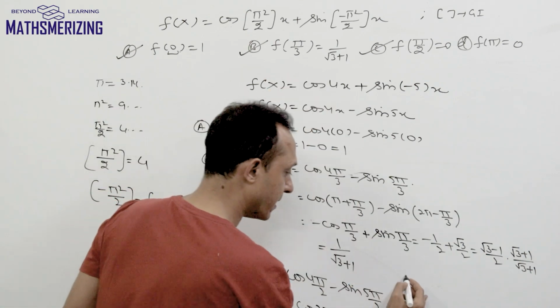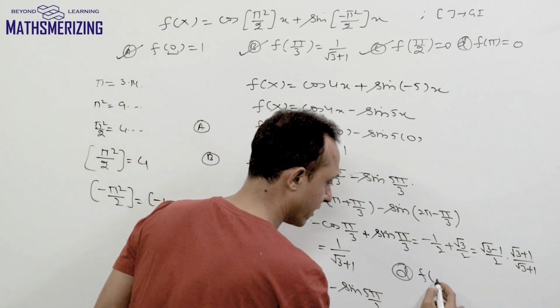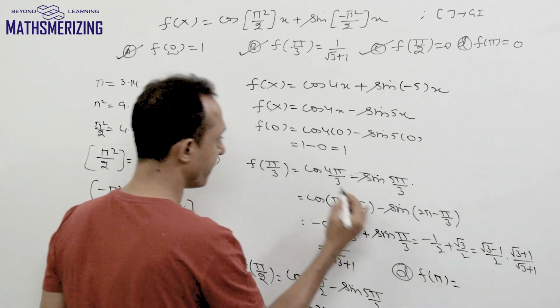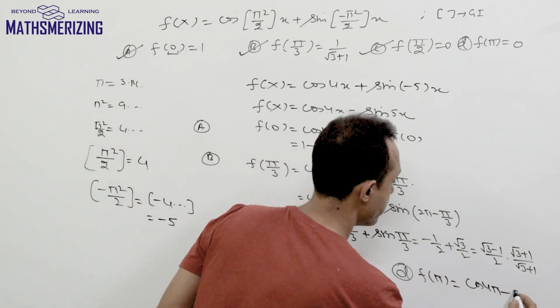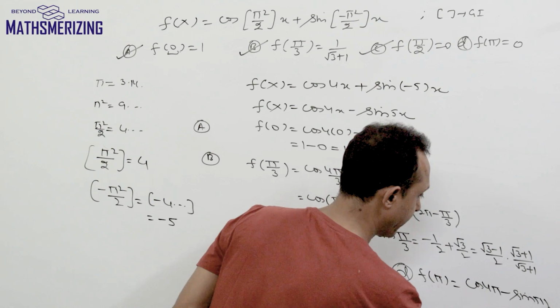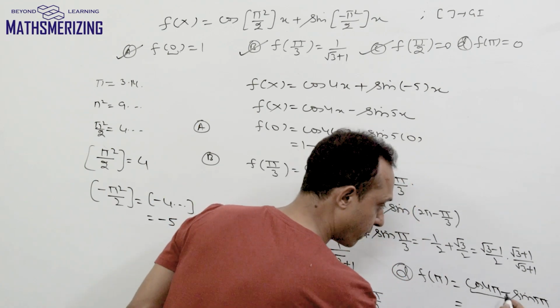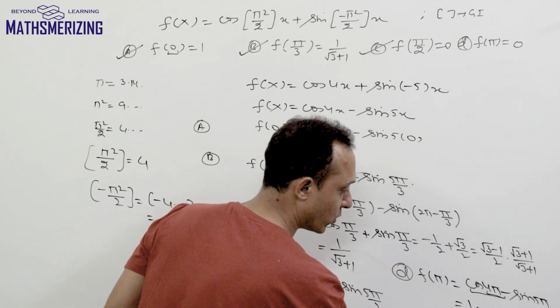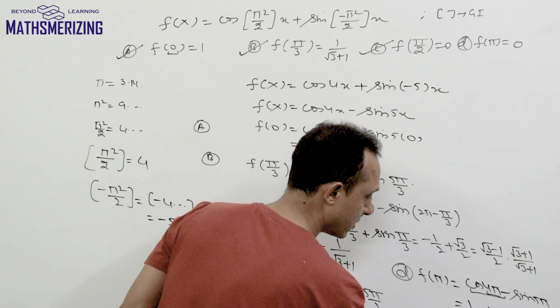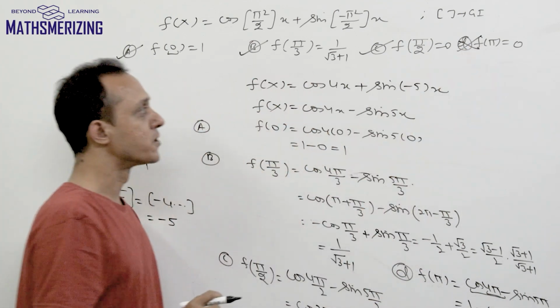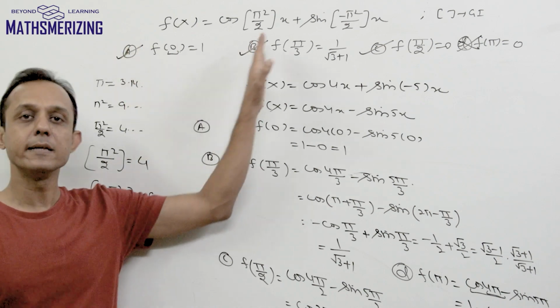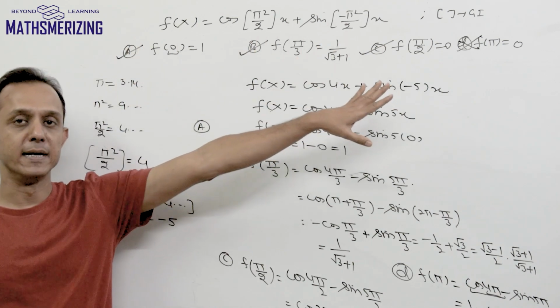Now we'll come to option number D. So I'll simply put the value of x as pi. So if I put the value of x as pi, I can write it as cos 4 pi minus sine 5 pi. So the value of cos 4 pi, a multiple of 2 pi, is 1, and sine n pi is 0. So this value should be 1, but it is given that f(pi) is 0. So that is, option number D is incorrect. So A, B and C are correct options. The option number D is incorrect.